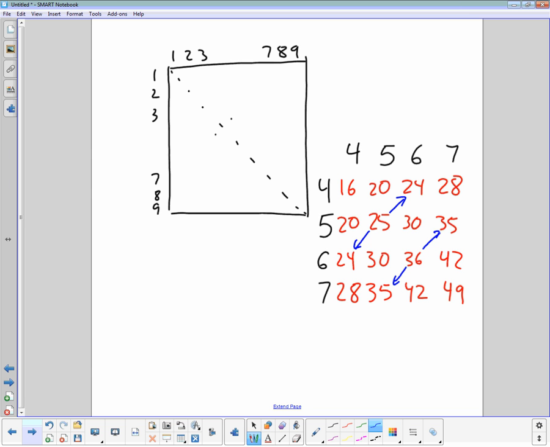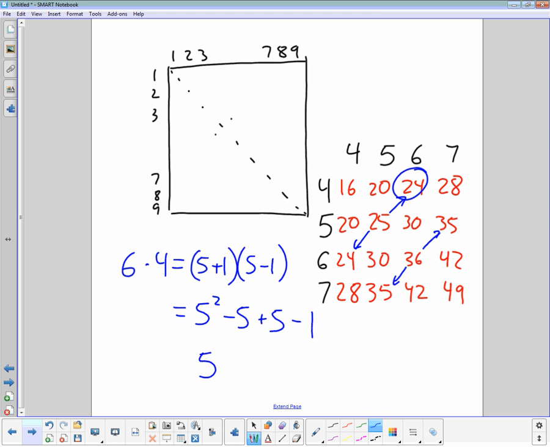In fact, it's a simple feature called the difference of squares, which you learned in Algebra 2. If you think about what this is, that's 6 times 4. Well, 6 times 4 is really 5 plus 1 times 5 minus 1, and then we get 5 squared minus 1. So anything slightly off of that diagonal is only 1 unit away, and you can use this to do some really cool mental math.